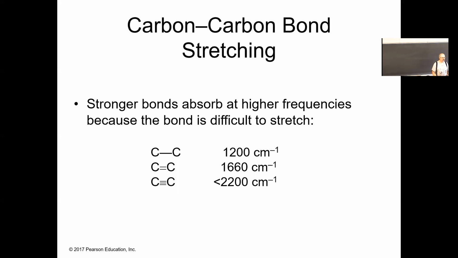Stronger bonds absorb at higher frequencies because the bond is more difficult to stretch. So a CC triple bond will be just below 2200 wave numbers. A CC double bond will be about 1660, and a CC single bond about 1200.